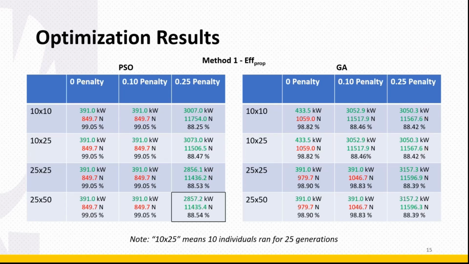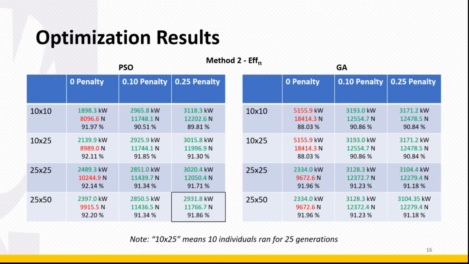And we can observe the same effect in the second method for calculating efficiency, where across all of these cases, the general trend is that the PSO performs slightly better than the GA due to its better searchability. And again, the best design overall out of all of these runs was found by the 25 by 50 PSO.